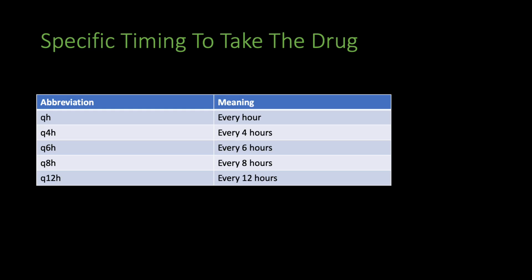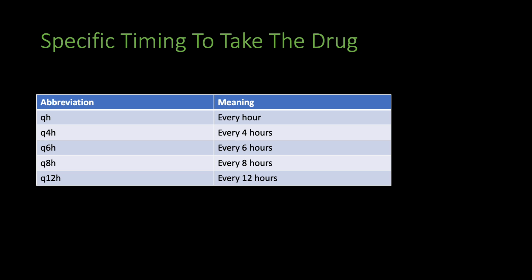This next one is about the specific timings to take the drug. Like, is it every hour, every 4 hours, every 6 hours, every 8 hours, every 12 hours? So that's what QH every hour, Q4H every 4 hours, Q6H every 6 hours, Q8H every 8 hours, Q12H every 12 hours. So these are very, very easy SIG codes. I don't think you all should have any issues here.